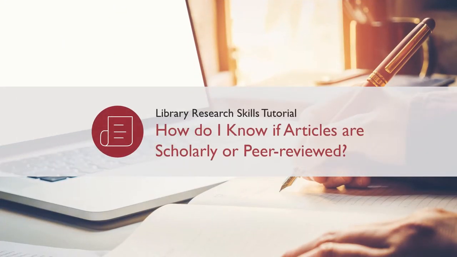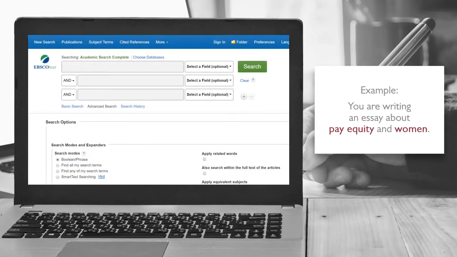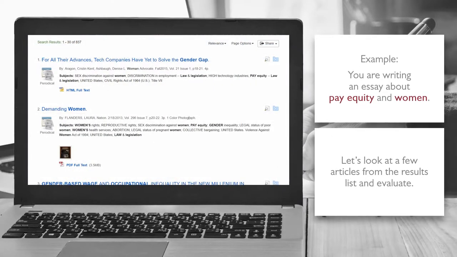How do I know if articles are scholarly or peer-reviewed? Here is an example. Let's imagine you are writing an essay about pay equity and women. You perform this keyword search in Academic Search Complete, a large, multidisciplinary database. Let's look at a few articles from the results list and evaluate whether they are scholarly or peer-reviewed.